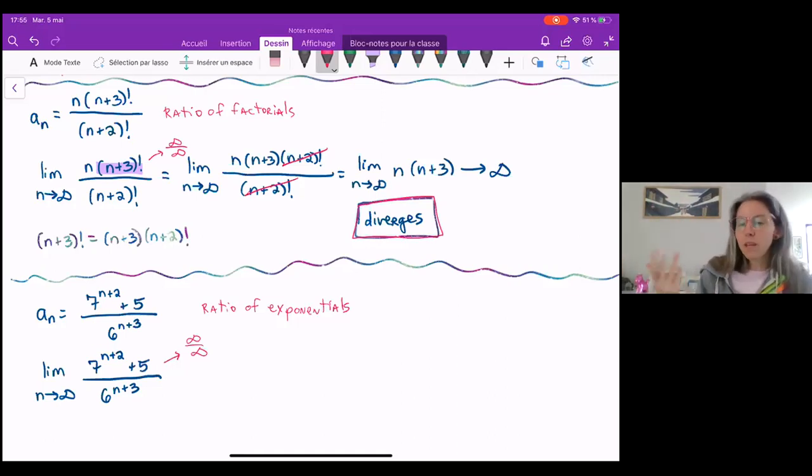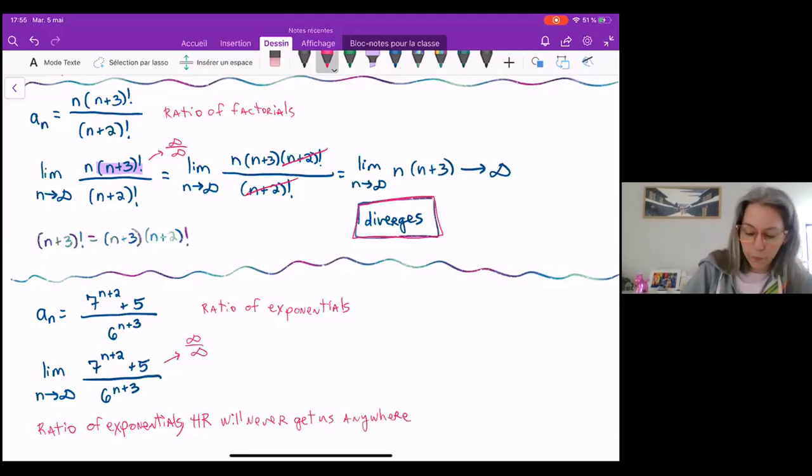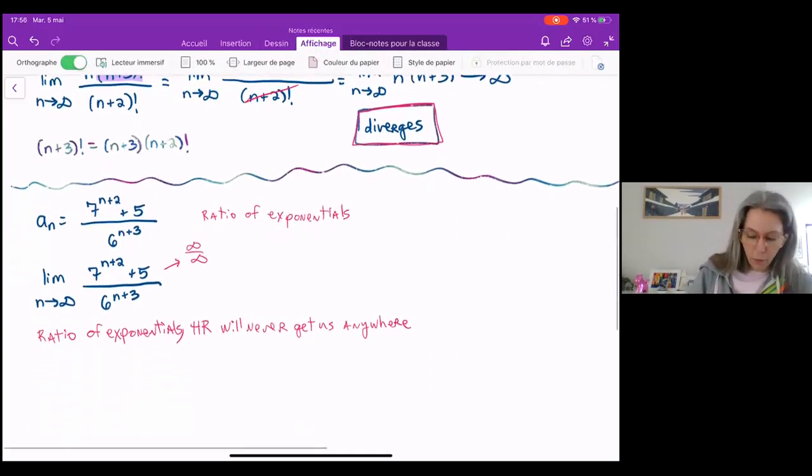So again, it seems like maybe we could use L'Hopital's rule. But same as in the first question, L'Hopital's rule will send us around in circles here. Or not really circles, we could just keep doing it over and over again and never get anywhere. So when we have a ratio of exponentials, L'Hopital's rule will never get us anywhere. So instead, what we need to do is use our exponent rules.